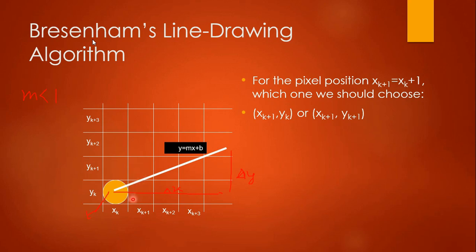Usually you represent the values as 0, 1, 2, 3, but to get the formula, where the scan conversion is being done, I represent all the values with xk, xk plus 1. Only that is the difference. So let us see how it works.